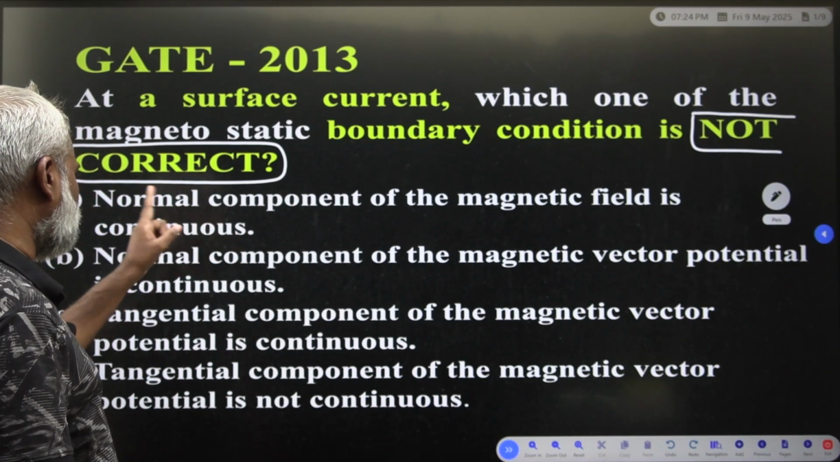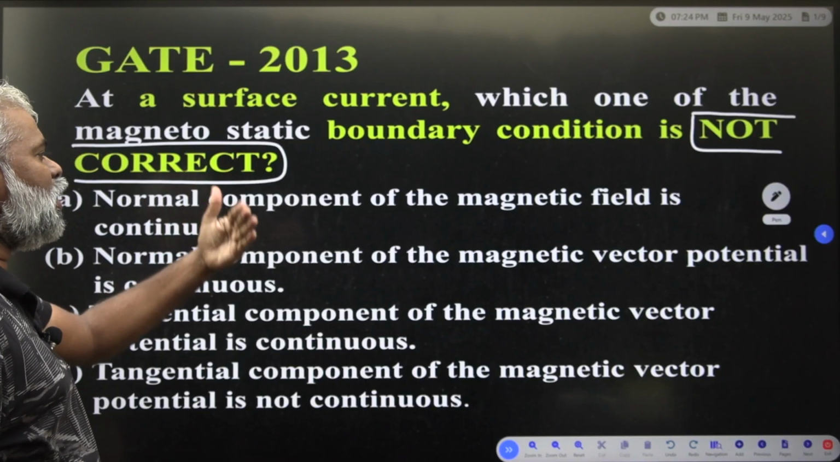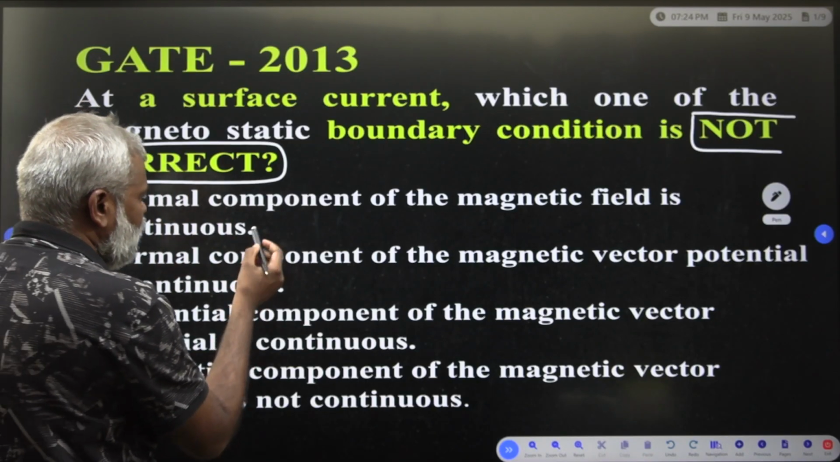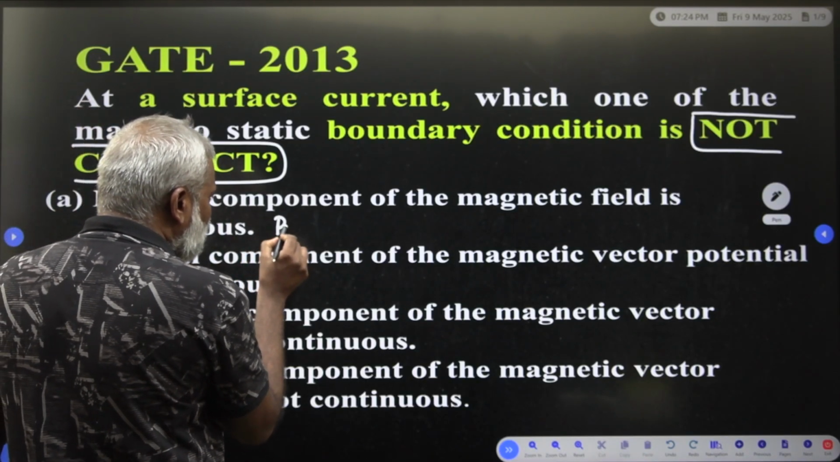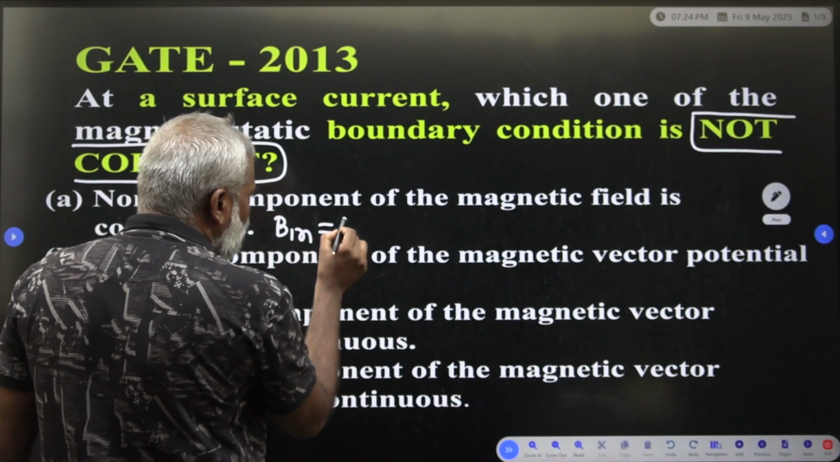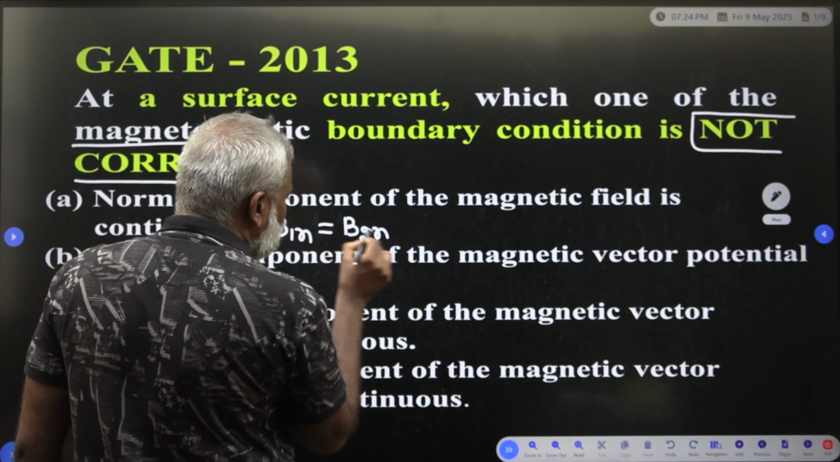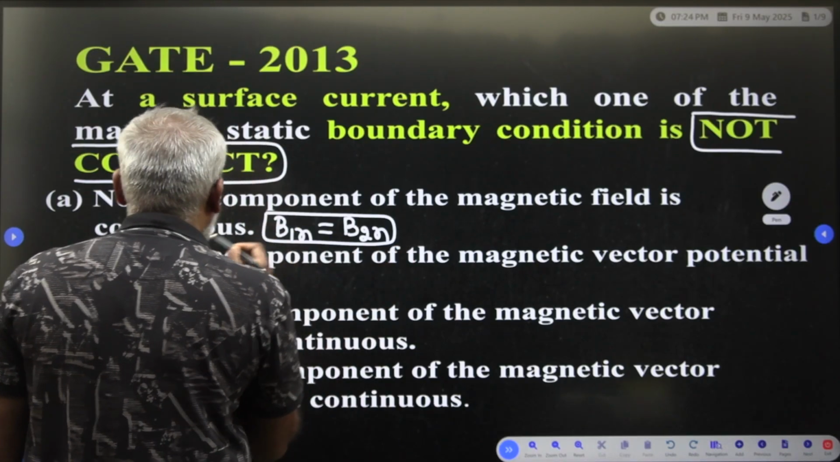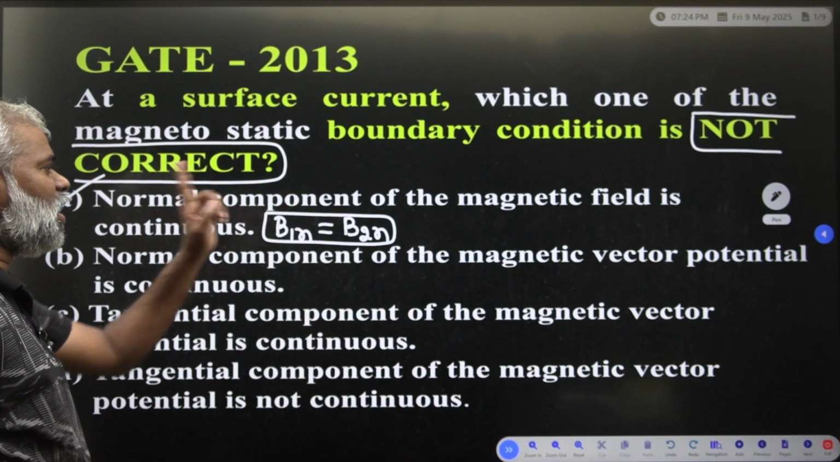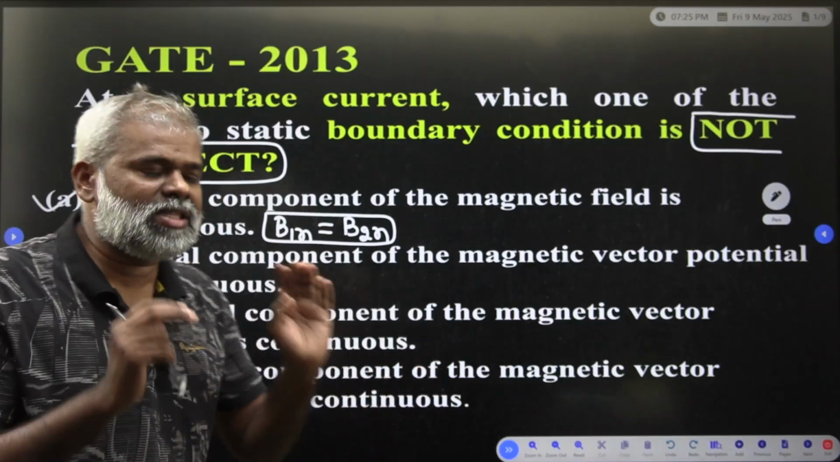The first one you have to see: the normal component of the magnetic field is continuous. The normal component of the magnetic field, B1n is equal to B2n. So this option is the correct option. The normal component of the magnetic field is continuous.